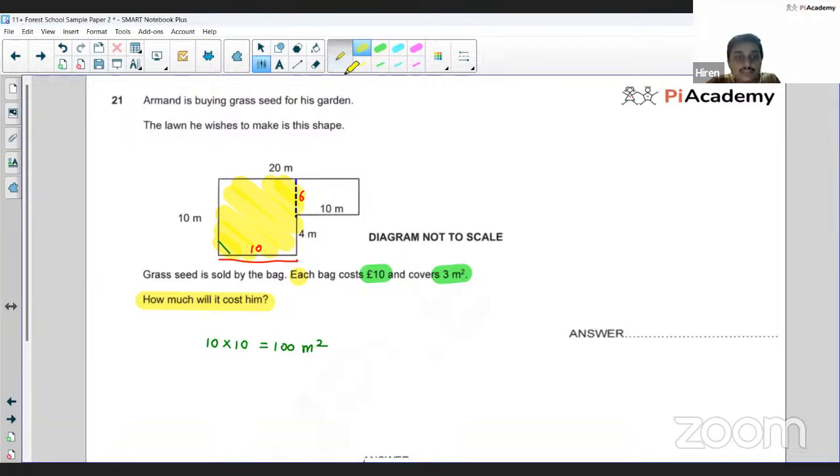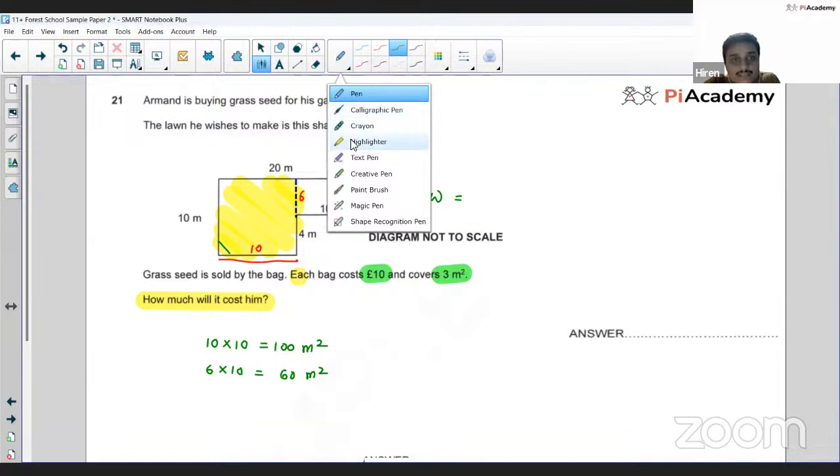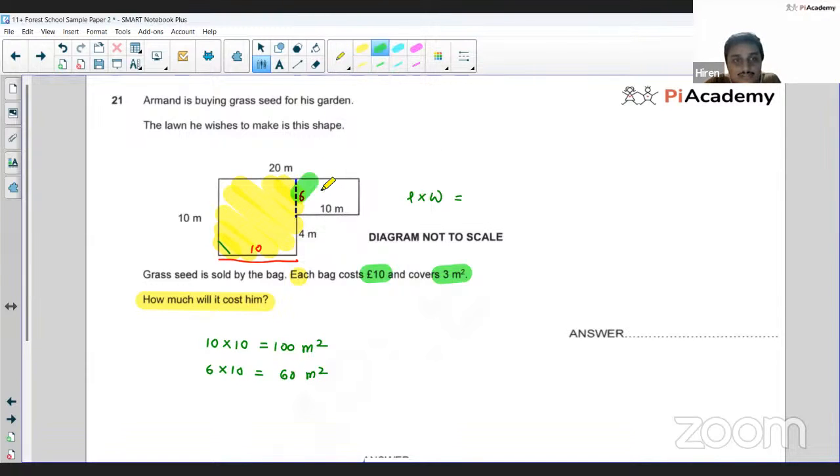Now you have to figure out the other one as well. And that one is how much? 6 times 10. Why am I doing this? Because the area of a rectangle is length times width, right? So if you use this formula, you will get 6 times 10, and that is nothing but 60 meters square. So 60 meters square is the area of this small rectangle. Agree, everyone? So the total area is going to be 160 meters square.